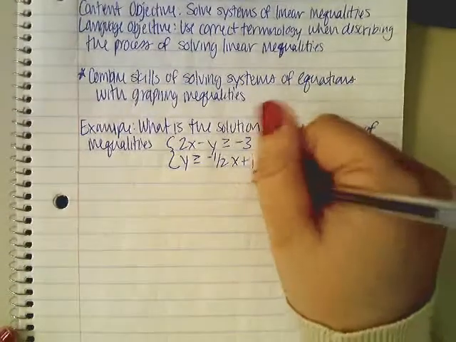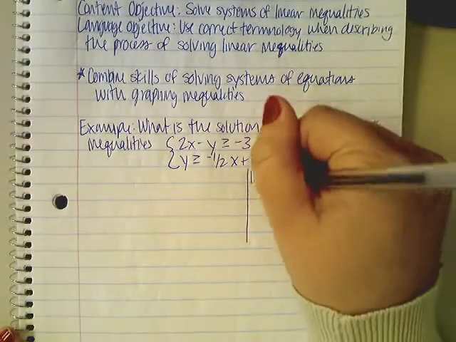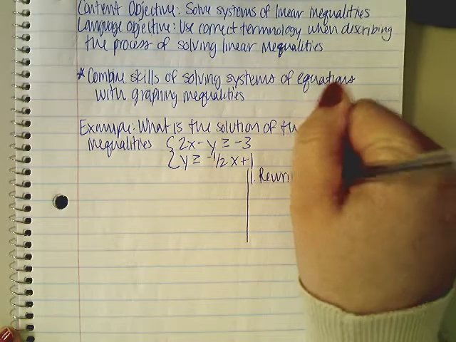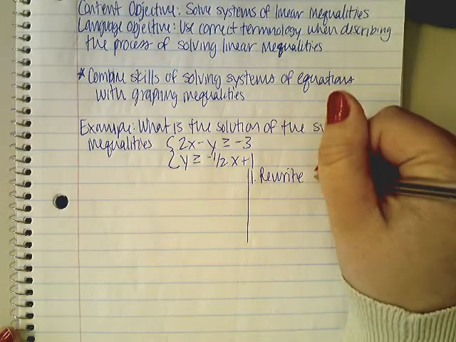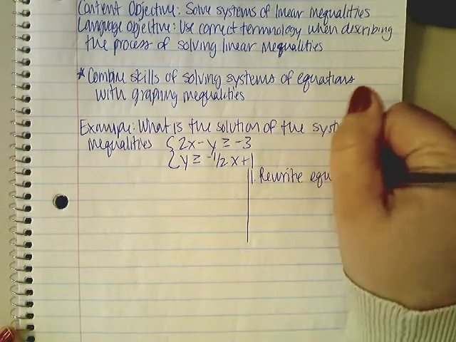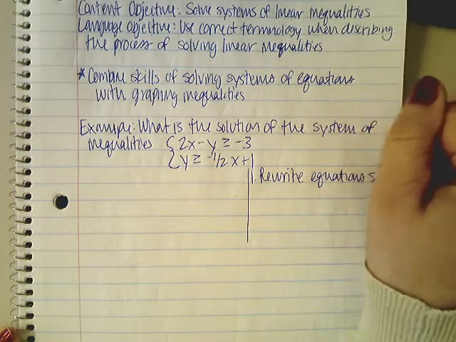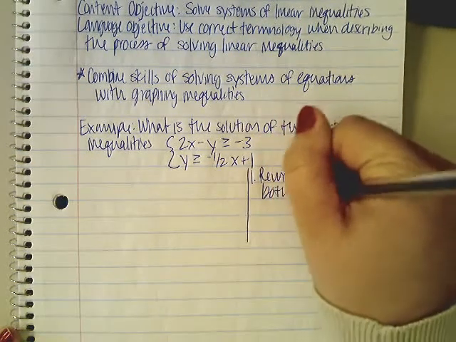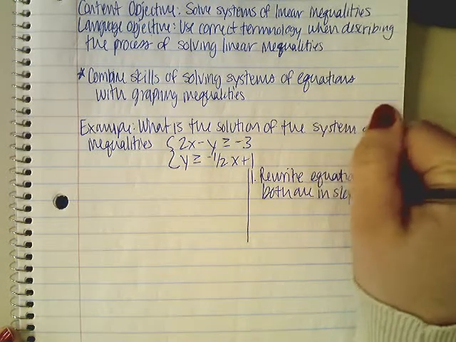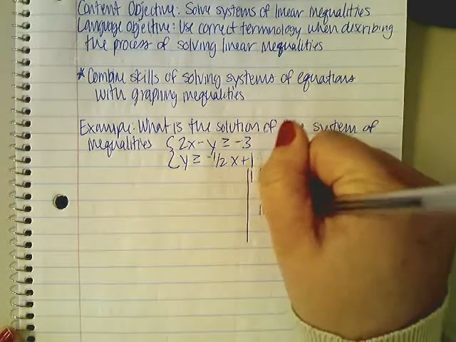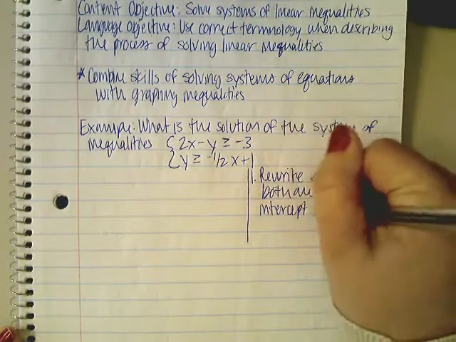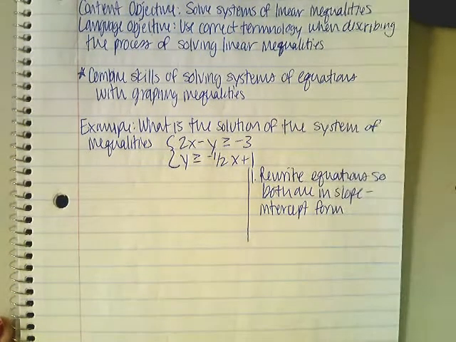What we're going to do first, step one, is to rewrite both equations so they're both in slope-intercept form.